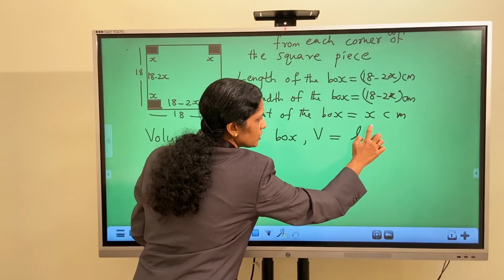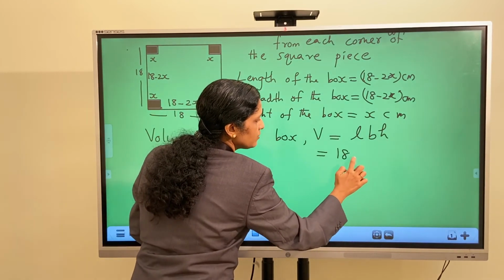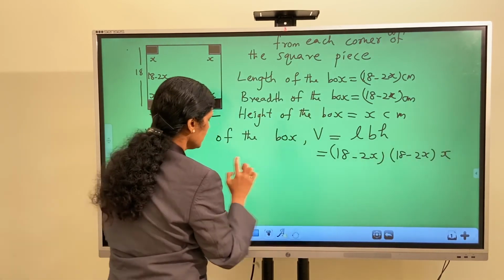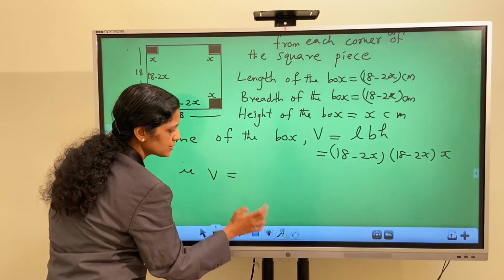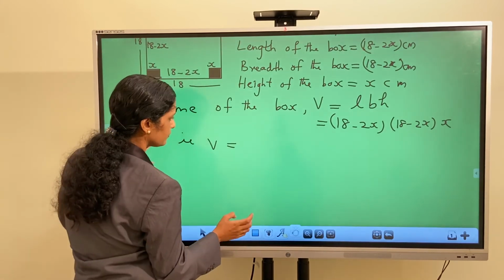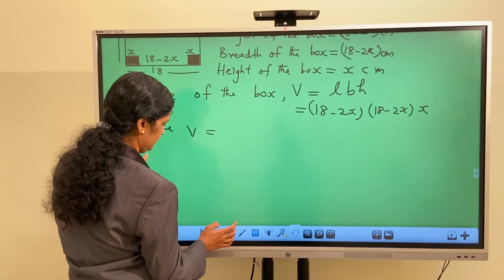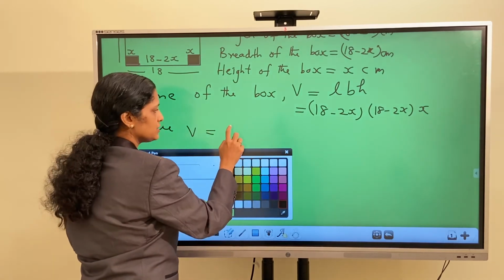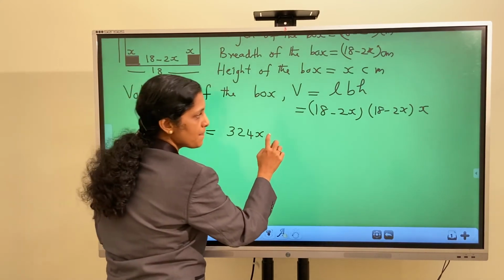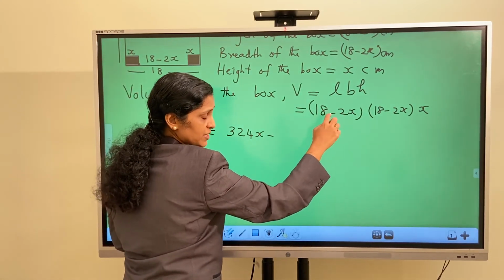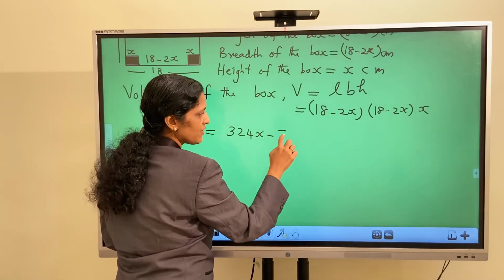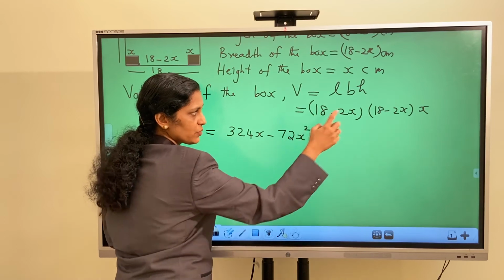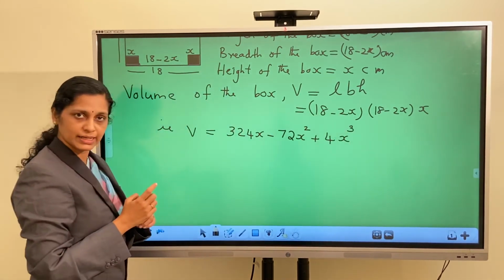Volume of the box V is equal to length into breadth into height is equal to (18 minus 2x) into (18 minus 2x) into x. That is, you are getting V as (18 minus 2x) into (18 minus 2x) into x. 18 into 18, it is 324 into x. 324x minus, then we are getting it is actually (18 minus 2x) the whole square. Then it is 36 into 2, 72x. Then into x, 72x square plus 2x into 2x. It is 4x square into x. It is 4x cube. You will get like this.